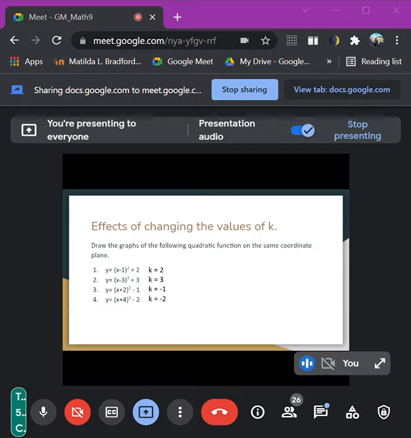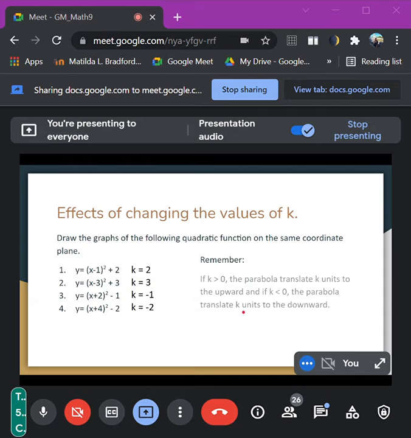So, therefore, we have to remember that if our K is greater than 0, the parabola translates K units upward. And if K is less than 0, the parabola translates K units downward. That's all. Okay. So, it really depends on the specific use of our A, H, or our K.